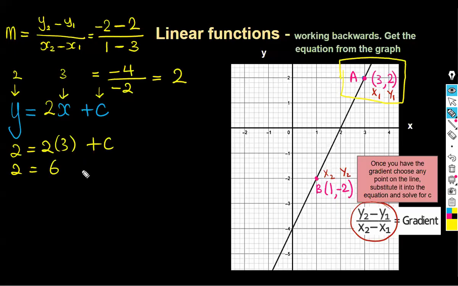2 by 3 is 6. We want to solve for C. We throw across minus 6. Sorry, positive 6. You get minus 6. So C is minus 4.